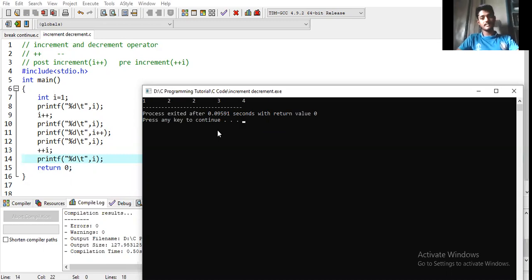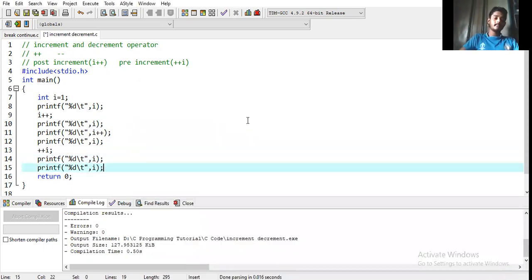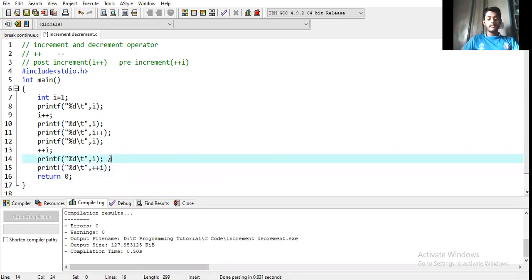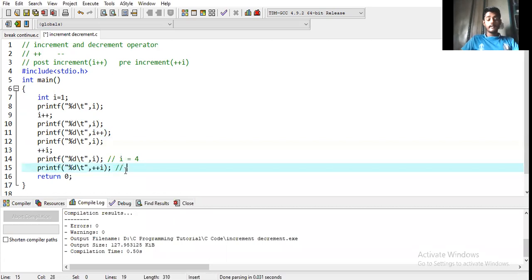That's why simply 4 is in the variable I, and then we have printed the value of I, that is 4. Very simple. Now again in the printf statement we have written ++I. So in this case, as here I is equal to 4, we have written ++I. That means the value of I will be incremented first, that is 5, and then it will be printed.